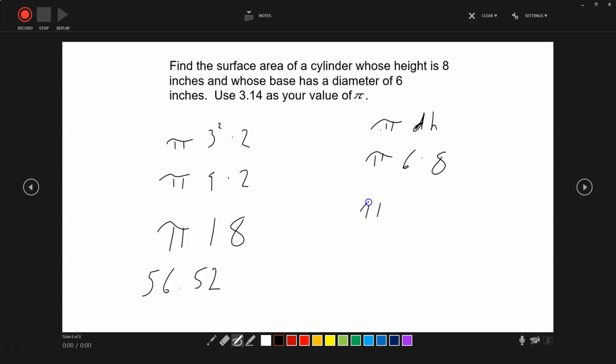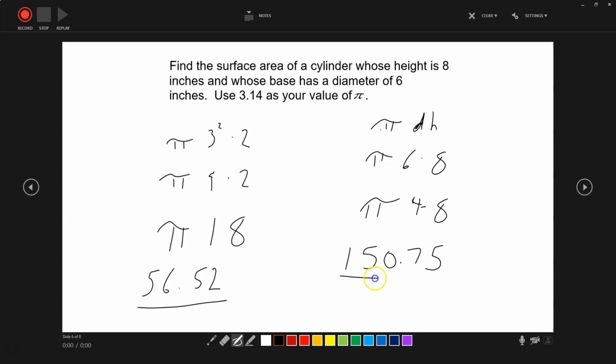That gives us pi times 48. Get your handy dandy calculator out. It comes to about 150. Actually, not about, but exactly 150.72.